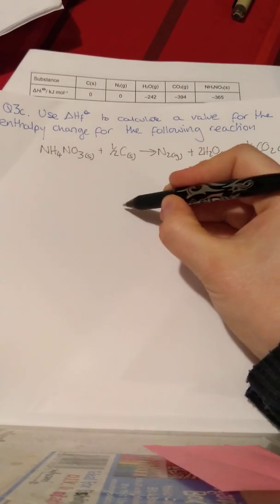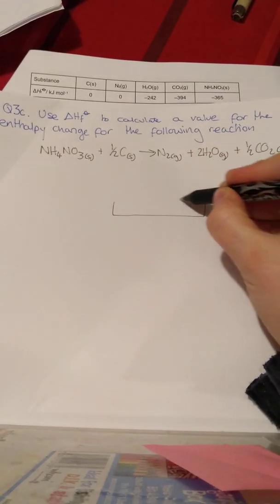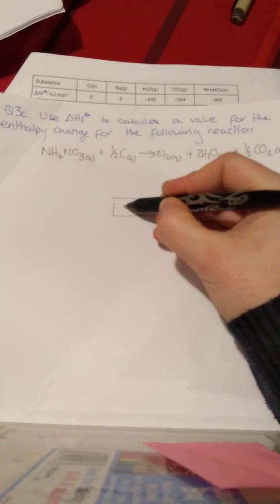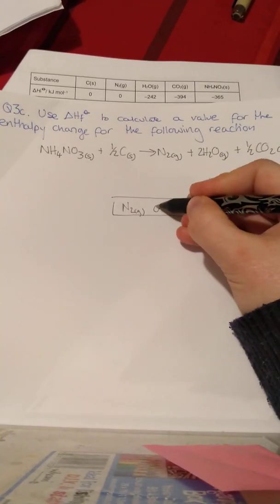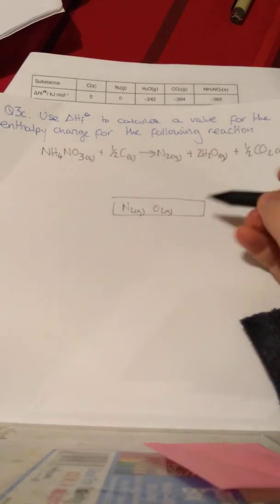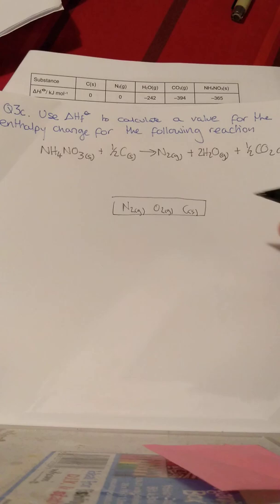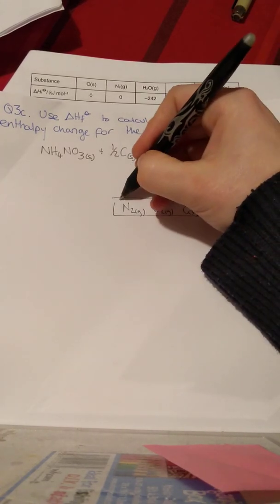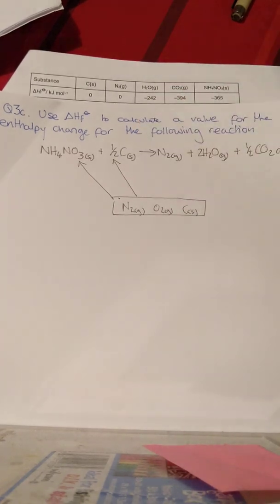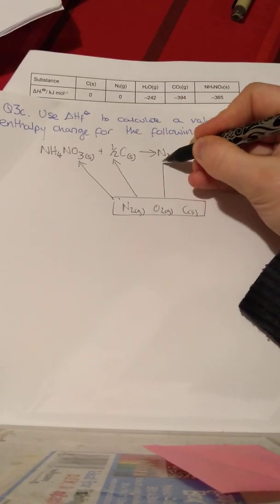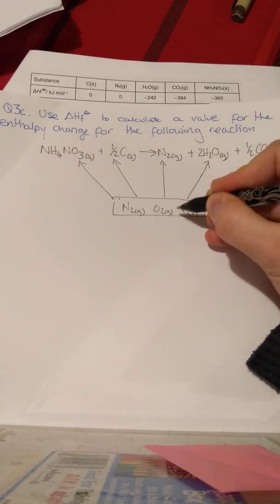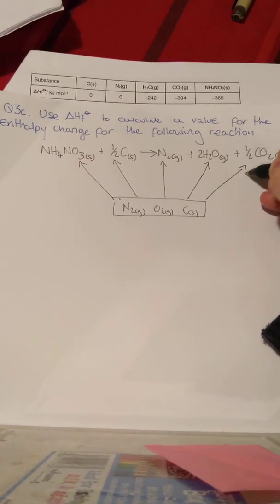So if it's formation, you know it's forming from its elements in their standard state. So we've got nitrogen, that's going to be N2 as a gas. We've got oxygen, so that's going to be O2 as a gas. We've got carbon, which is going to be a solid. So we know they're going from here up to there. And I'm going to put through, that's the direction they're going, from their elements to the products.